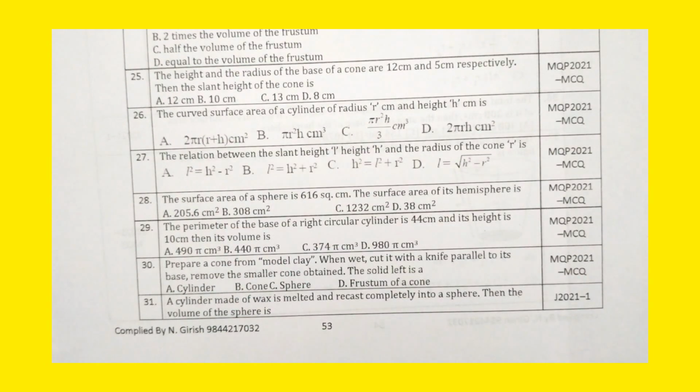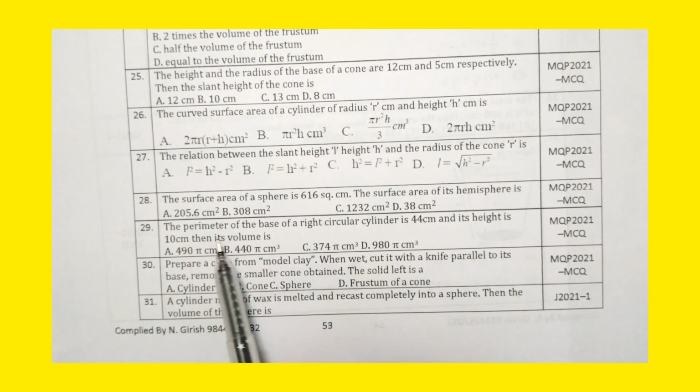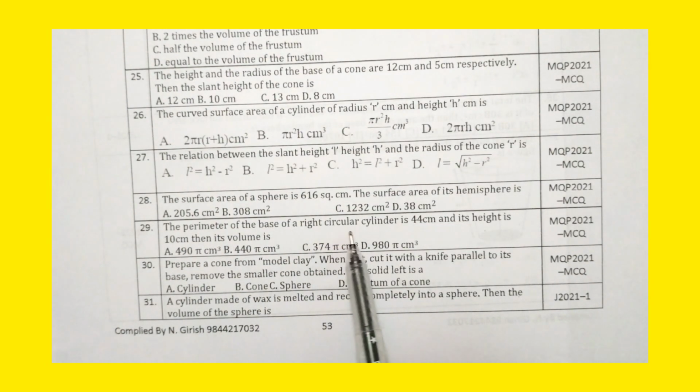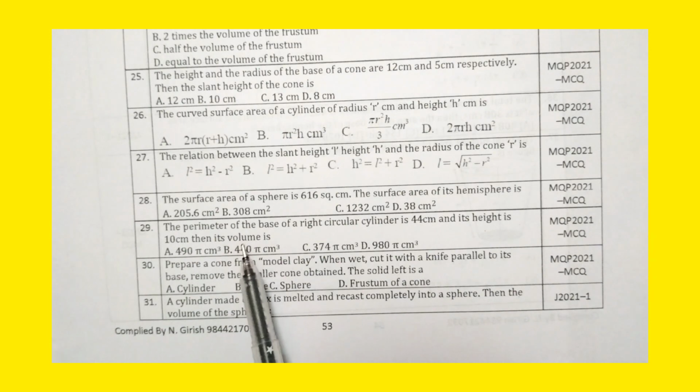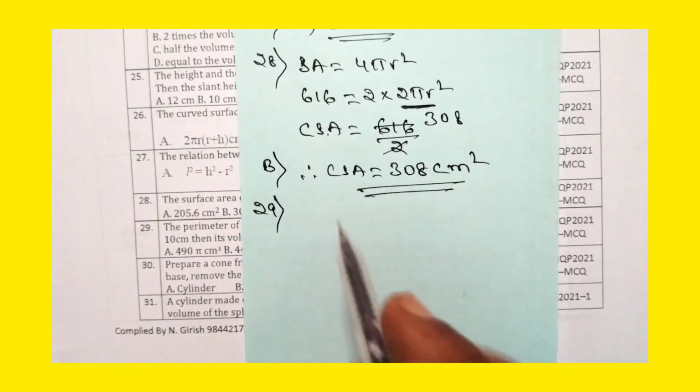Now let us move for the 29th question. The perimeter of a base of a right circular cylinder is 44 centimeter. That is, the base means the circumference is given. So the circumference is equal to how many centimeter? And its height is 10 centimeter, then find its volume, they have given. So let us find out the volume.